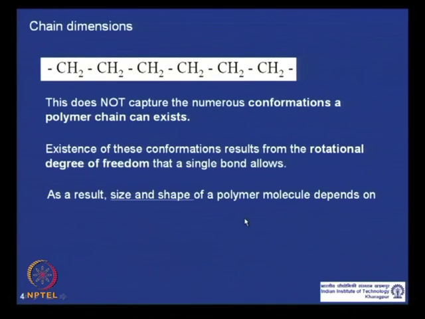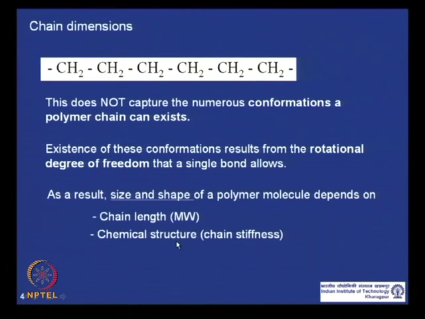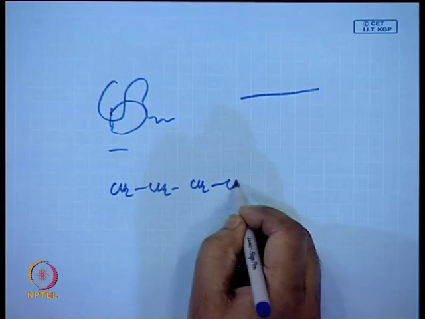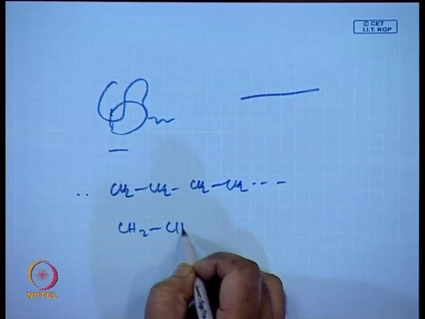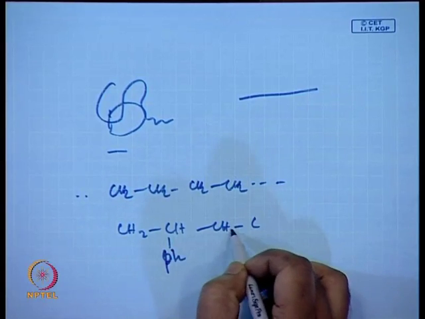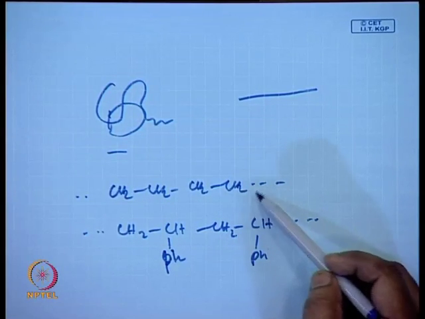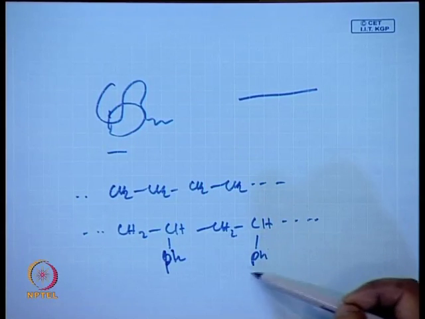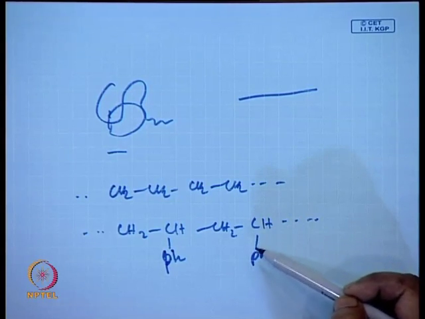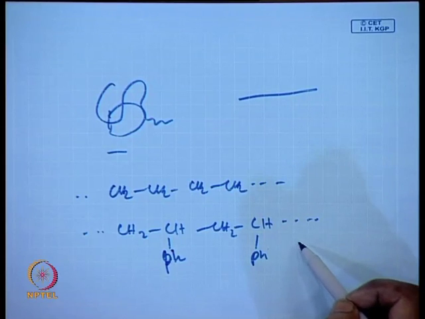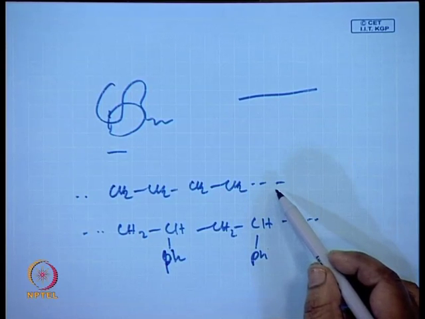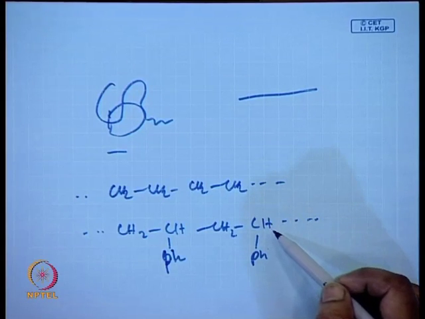Now, as you have so many conformations, the size and shape of a polymer molecule will depend, obviously, on chain length, and as the chain length goes up, you expect the polymer size will also go up. Secondly, it depends upon the chemical structure or chain stiffness. Now, if you have, say, a polyethylene molecule or, say, a polystyrene molecule, obviously the rotational freedom across the single bond will be much lower in case of polystyrene than polyethylene. Because of the bulky substituent, the rotation across the single bond will be restricted in polystyrene. So, polystyrene is a stiffer chain, or in other words, polyethylene is a more flexible chain than polystyrene.